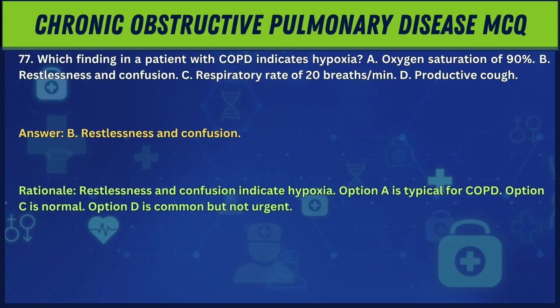77. Which finding in a patient with COPD indicates hypoxia? A. Oxygen saturation of 90%. B. Restlessness and confusion. C. Respiratory rate of 20 breaths/min. D. Productive cough. Answer: B. Restlessness and confusion. Rationale: restlessness and confusion indicate hypoxia. Option A is typical for COPD. Option C is normal. Option D is common but not urgent.